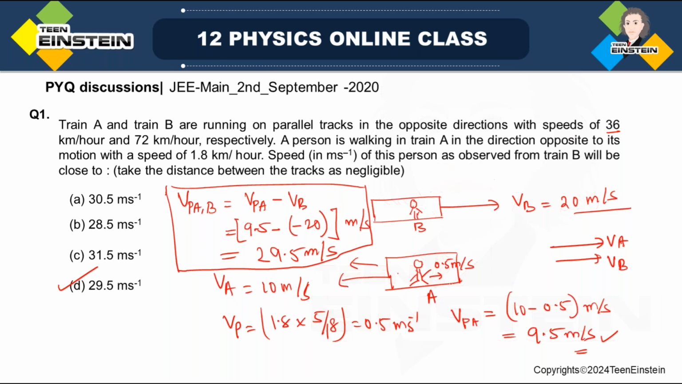Where you will make the mistake is if you take the speed of this guy as 10 meter per second itself. It is not. You have to find out the speed of this person with respect to the train. As he is walking in the opposite direction, it will have a little less velocity in this direction with the train. So this is the point you have to remember.